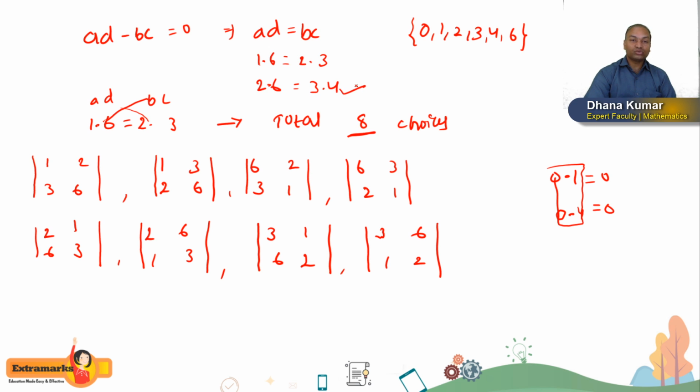Similarly, if you take this other one, again how many possibilities? The same way we can write it. How many? 8. So total possibilities will be 8 plus 8, yes, 16 possibilities are there. For all these 16 possibilities, the determinant is equal to 0. But here we want a determinant not equal to 0. Is it correct or not? So as I told, total possibilities minus determinant equal to 0. So first I am writing the total number of possibilities.